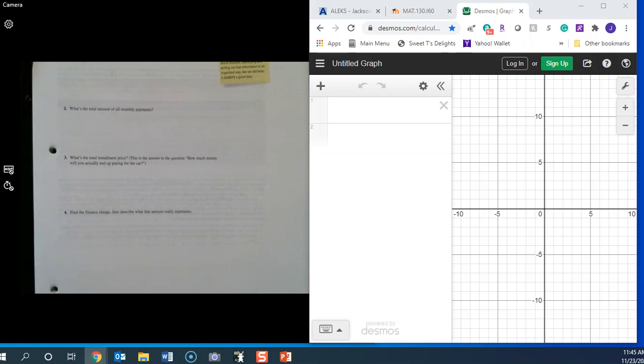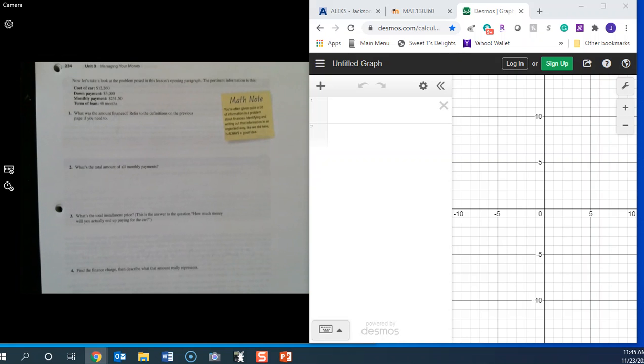Okay, so now we move on to the next page. It says, now let's take a look at the problem posed in this lesson's opening paragraph. The pertinent information is this. We have the cost of the car, which is $12,260, the down payment, the monthly payment, and the terms of the loan. So we look here at number one. It says, what was the amount financed? Refer to the definitions on the previous page, at the bottom of page 233, which we went over.